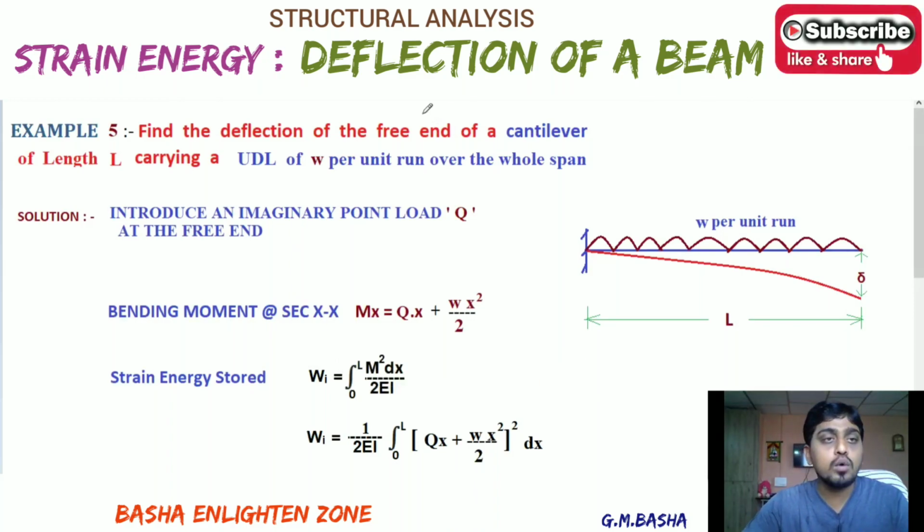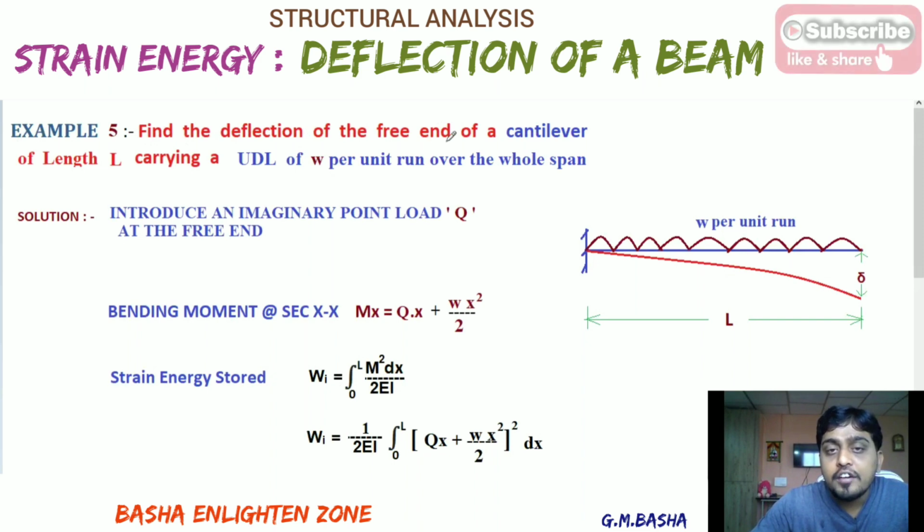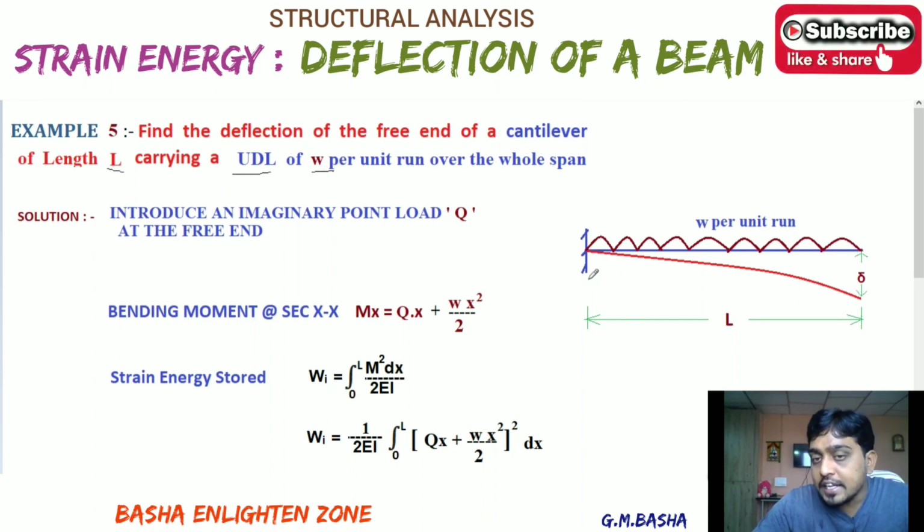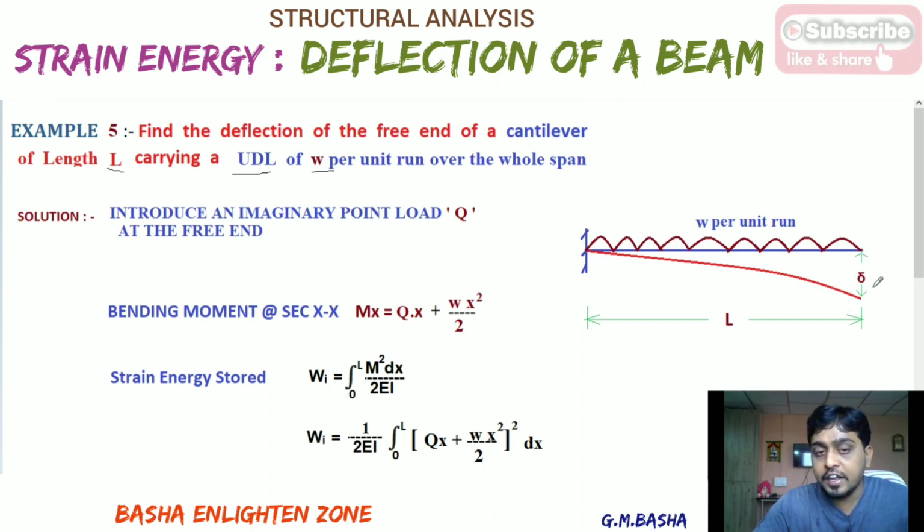In this lecture, I would like to explain another example based on the strain energy. That is example 5. Find the deflection of the free end of a cantilever of length L carrying a uniform distributed load of W per unit length over the whole span. See here, this is a figure. At one end it is fixed, another end it is free. It carries a uniform distributed load over its full span length of L. And here we are going to find the deflection at the free end.